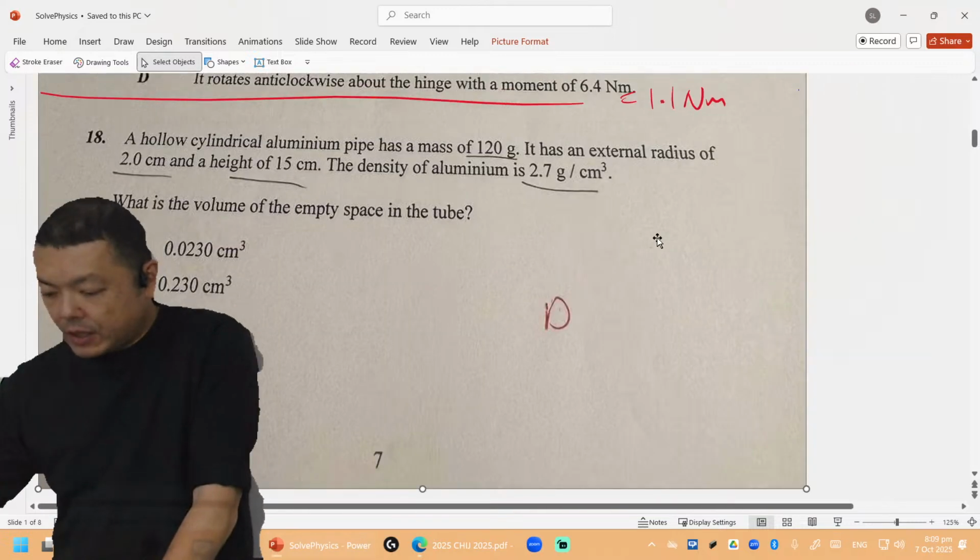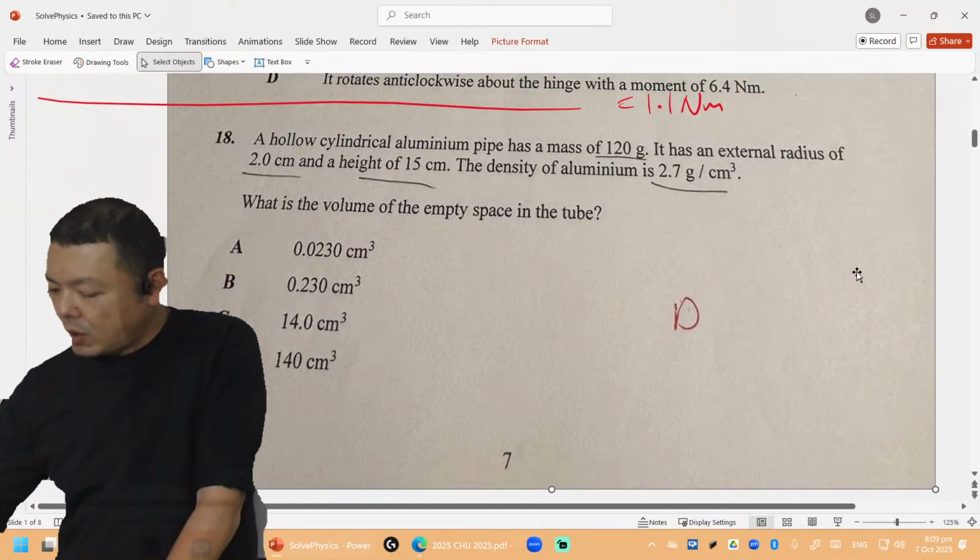Let's just finish this one up because I think you got quite a few questions also. What's your question here? What's this?